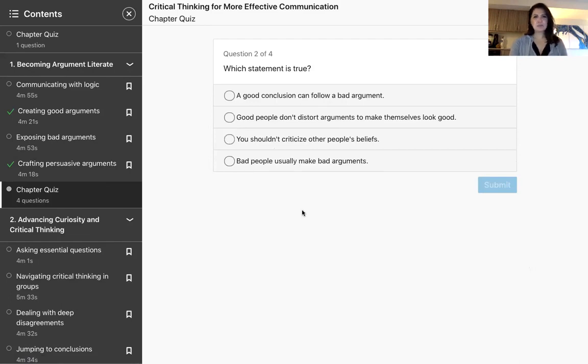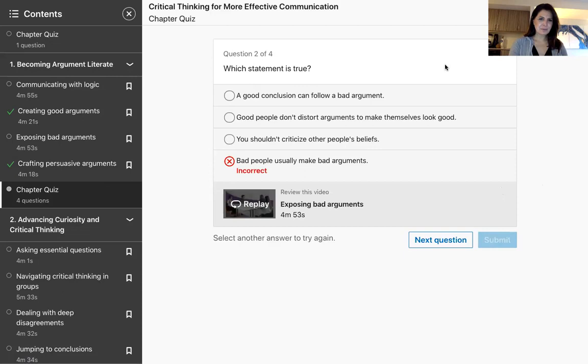A good conclusion can follow a bad argument. Good people don't distort argument to make themselves look good. You shouldn't criticize other people's belief. Bad people usually make bad arguments. So it said which statement is true. Bad people usually make bad argument. Okay, I rely on what you say, but that's not strong enough. Read again.